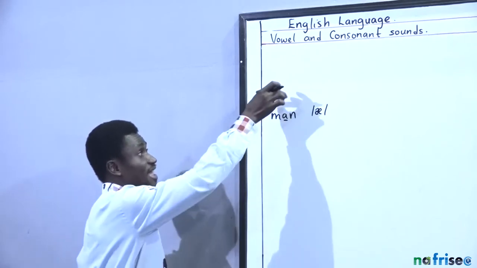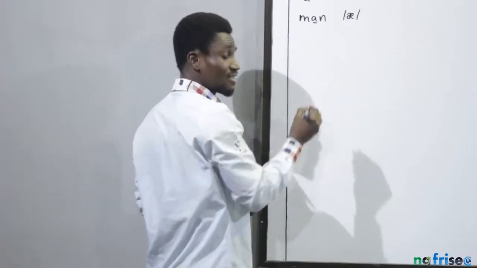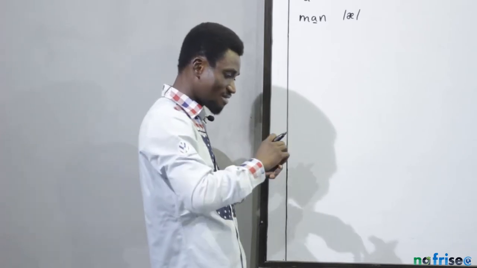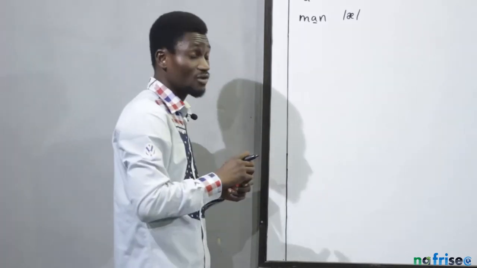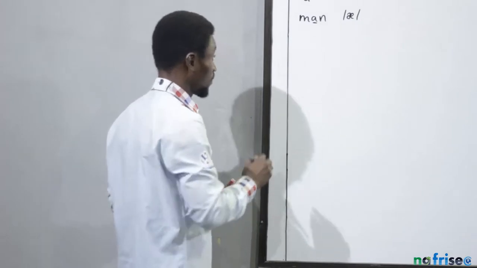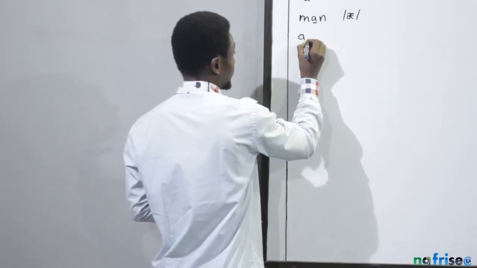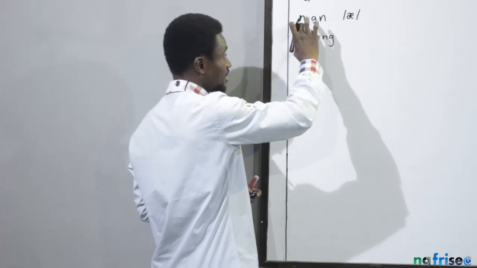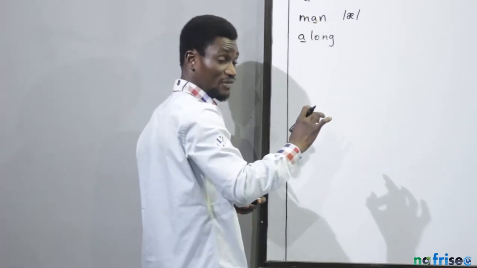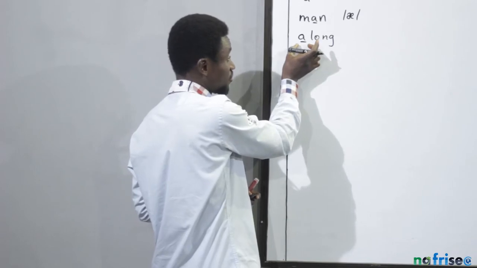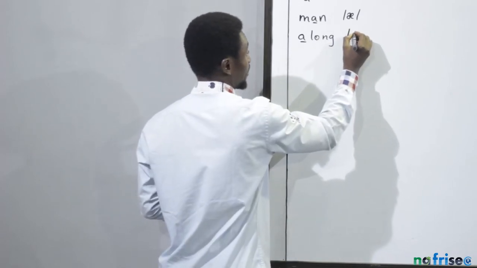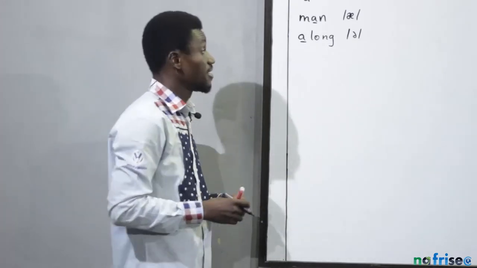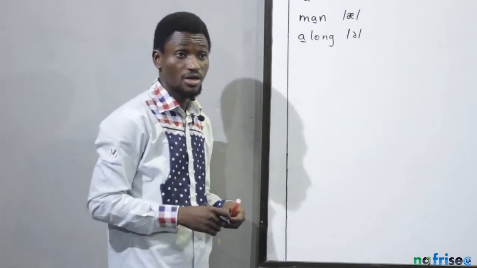Now, this same letter A, if it's in a two-syllabic word and the letter A is standing on its own as a prefix, for instance, a two-syllabic word with the letter A standing as a prefix, the sound that this letter A is going to produce is the schwa sound: along, ago, alone.